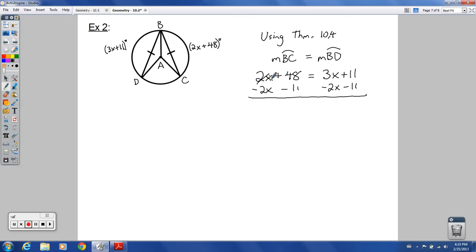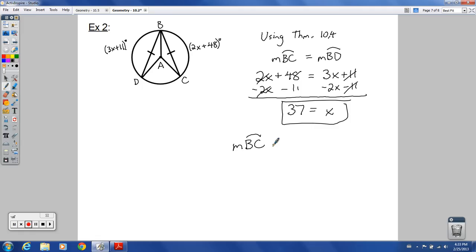Work that out. This will cancel here and here. This will cancel here and here. I'm left with 37 equals just a single x. So 37 is x. Now let's suppose I asked you to figure out the measure of arc BC after that.